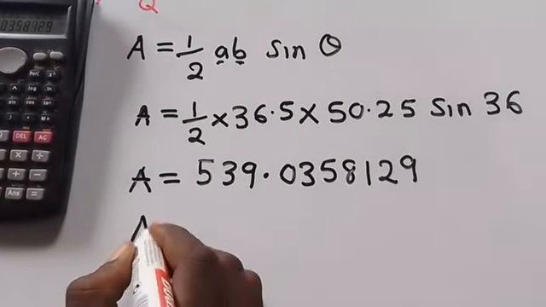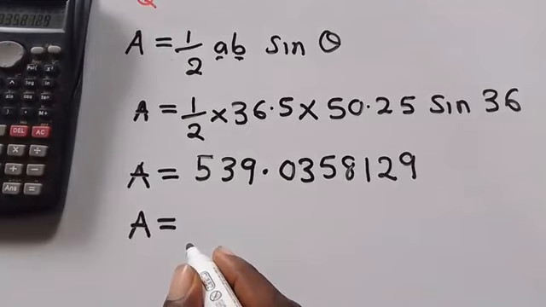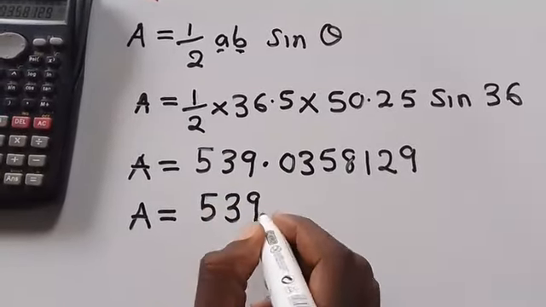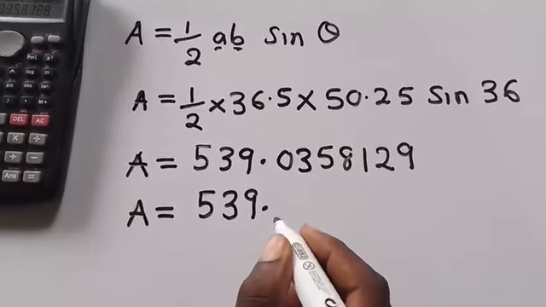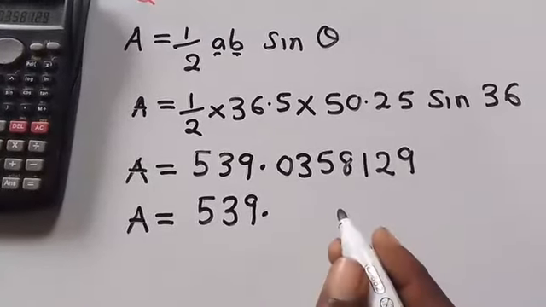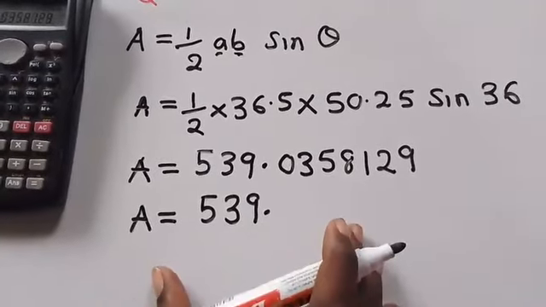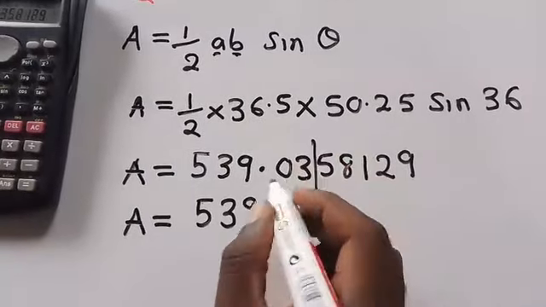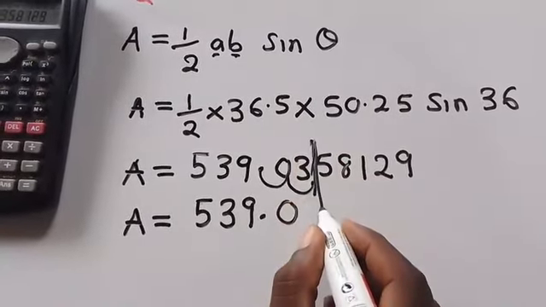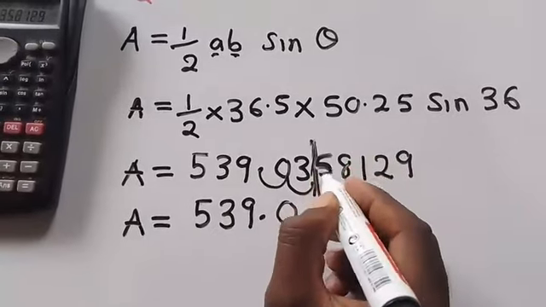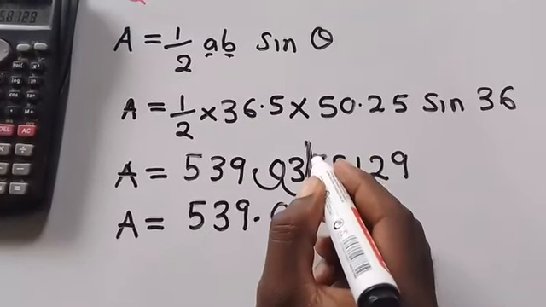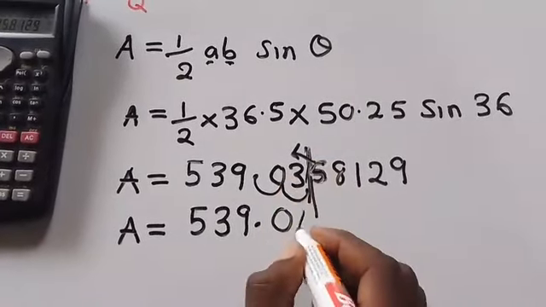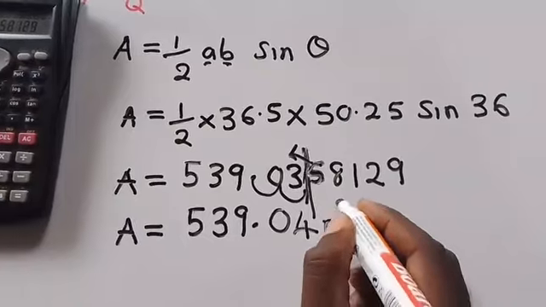So with that answer now, I say this is equal to 539. I can put this answer to 2 decimal places if I want. There is no problem. So which means this one will be 0. Then from here I say 1, 2. The boundary line is here. Then I concentrate at this number. This is 5. If a number is 5 or greater, you need to add 1 to this. So this one becomes 4. Then I say meters squared.